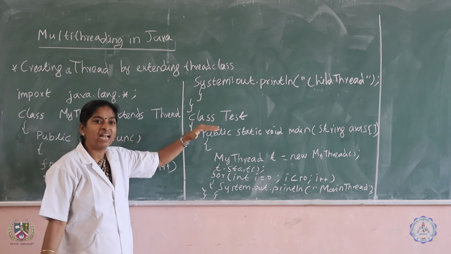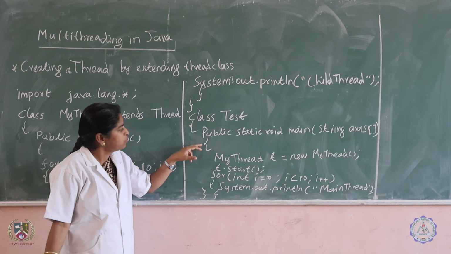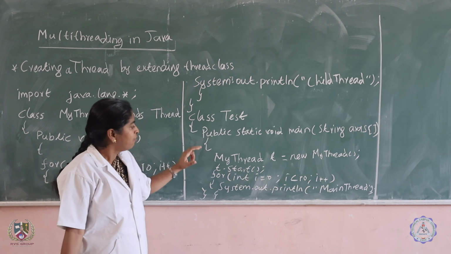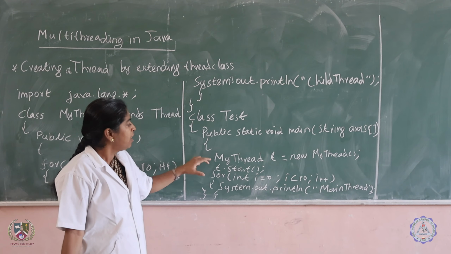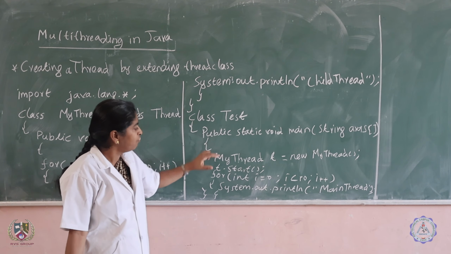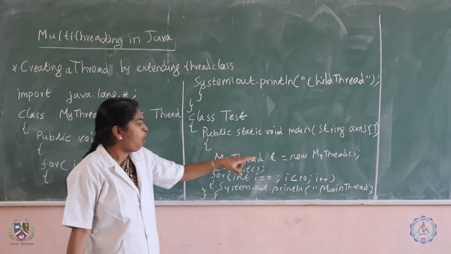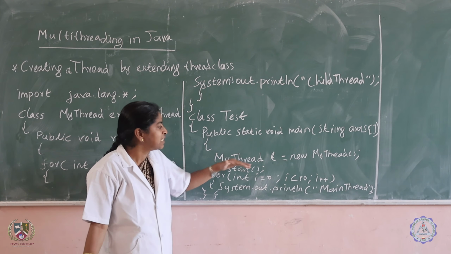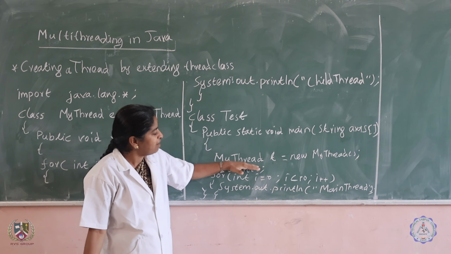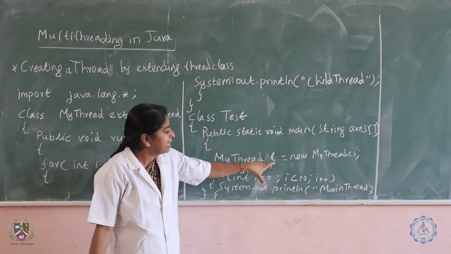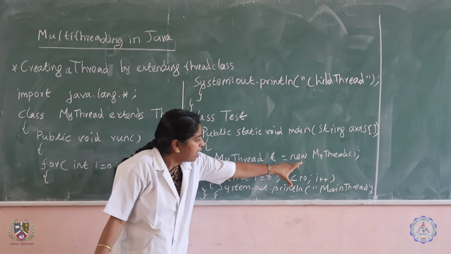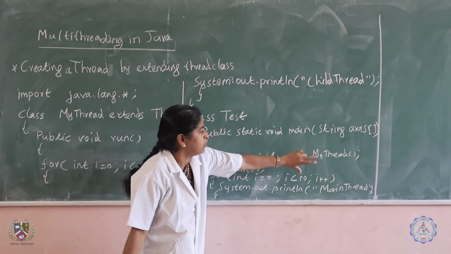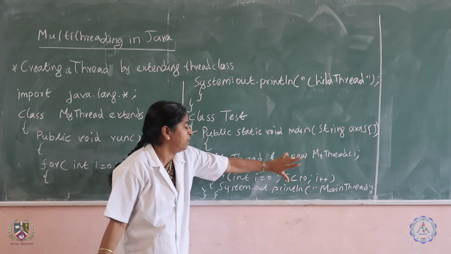Okay, next we are creating another class, that is Test. This is the main class of the program. Next, public static void main function. In the body of the main function, we are creating an object. The object name is t. MyThread is the class name, the derived class name. Then t is the object name. Here new MyThread, we are allocating memory to the variable.